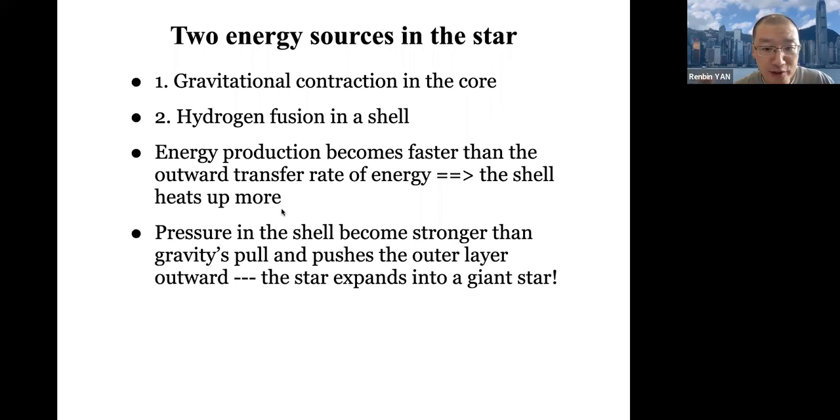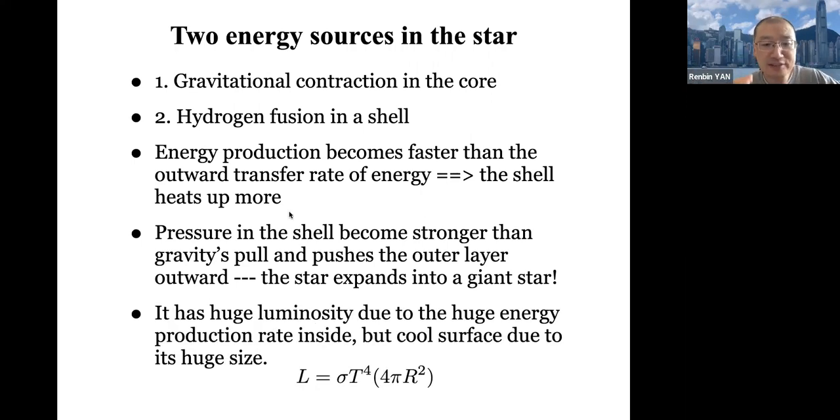The overall luminosity will still get higher because you are anyway producing a lot of energy, so it will become a balanced state where the luminosity also gets higher to balance the energy production, but the star has already expanded. So you have a huge luminosity due to the huge energy production rate, but it will have a cool surface because the size of the star has expanded so much, right?